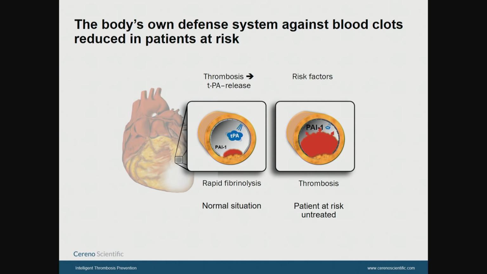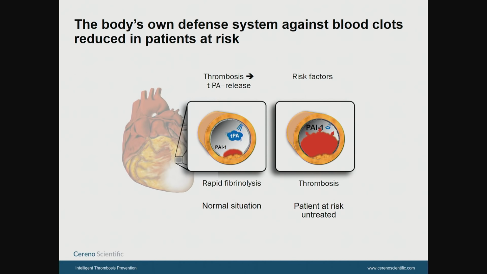And look here at this slide. This is a heart and a coronary vessel, and you see to the left, it's working. So you get a small bleed, TPA is showered out, the sprinkler, dissolving the clot so it doesn't become too big, and PAI blocks the rest of TPA and takes it away, and it's all controlled.